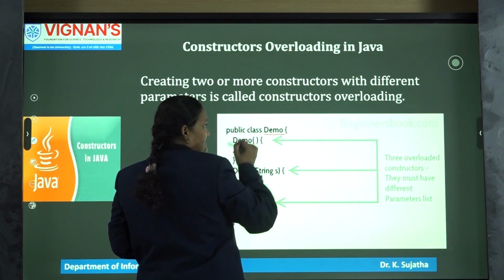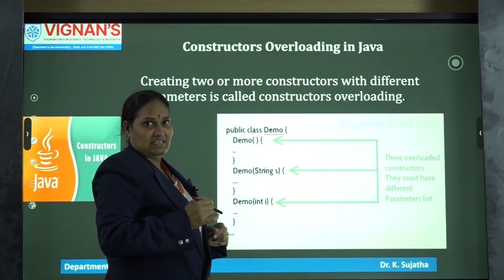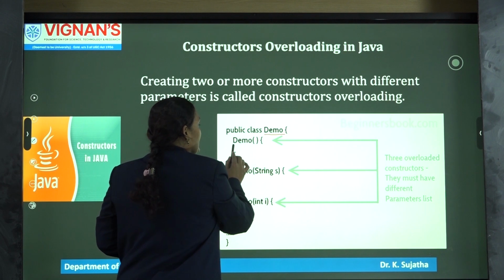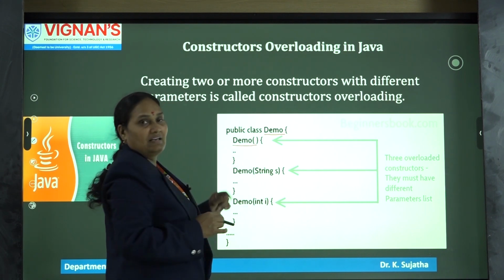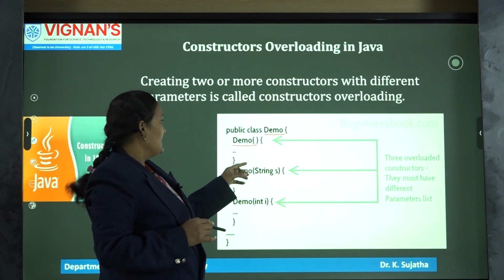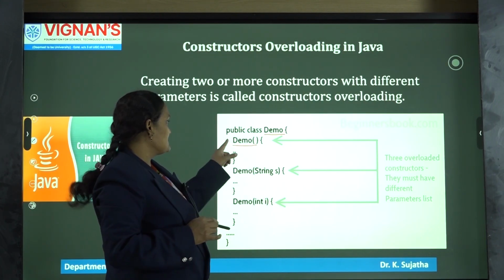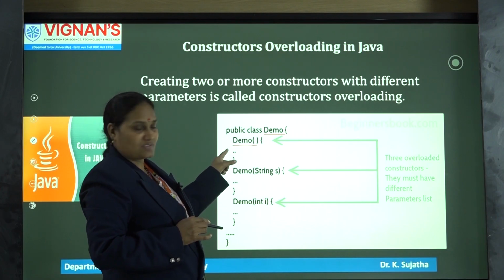Demo is my class name. So now if I want to create a constructor for this class, I need to create it with the same name. Here I have created a constructor with the same name, Demo, but I have not given any parameters in this constructor. So this is called a non-parameterized constructor.